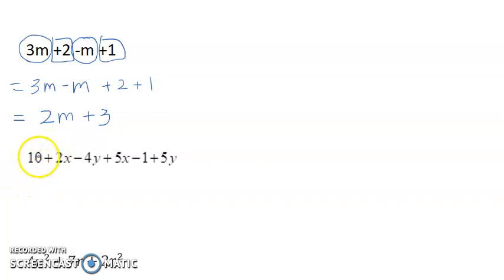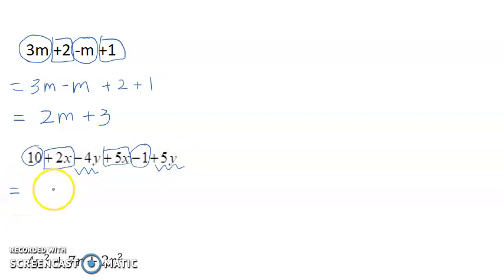Let's have a look at the second example here. Again, we want to identify the like terms. So I've got the number 10, and let's look, is there another number? I can see negative 1. Remember to carry the sign that's in front of the number. Now I'm looking for any other pairs of like terms. I can see I've got positive 2x and positive 5x. Both have x. And now I can see that I have negative 4y and positive 5y.